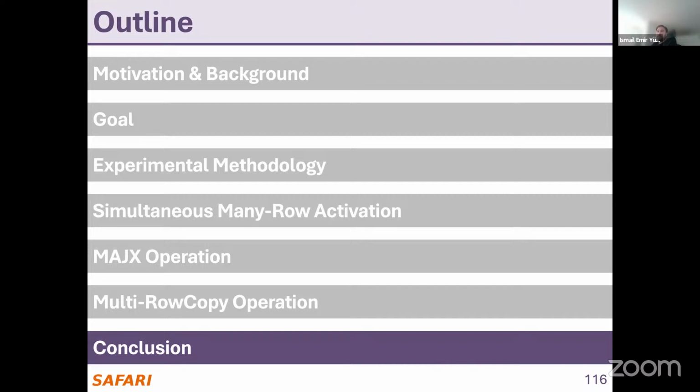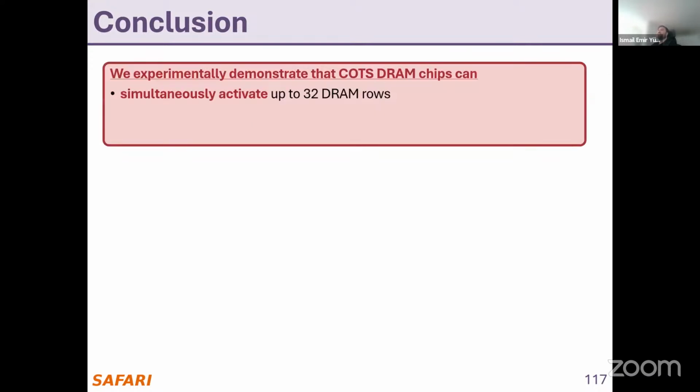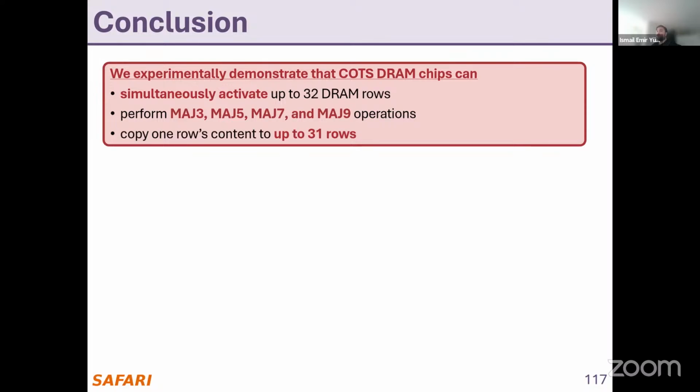Let me conclude my talk for this paper. So the experiments demonstrated that off-the-shelf DRAM chips can simultaneously activate up to 32 DRAM rows in the same subarray, can perform MAJ3, MAJ5, MAJ7, and MAJ9 operations, and can copy one row's content up to 31 DRAM rows.